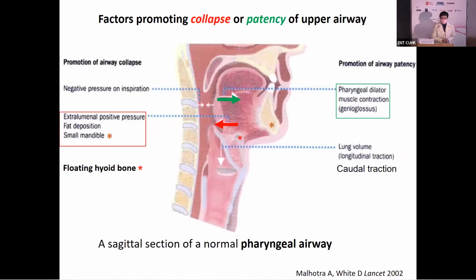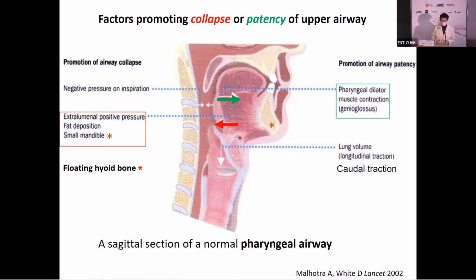So why do humans have OSA? You can consider our airway as a long collapsible tube. There are forces that either cause its collapse or its patency. Because of our need for speaking, this airway is longer than in most other animals, and we also have a floating hyoid bone. In order to keep it open, you need very good contraction of the pharyngeal dilator muscles, the genioglossus, as you all know, being ENT surgeons, and also inflation of the lungs. There will also be some caudal traction to keep the airway open.